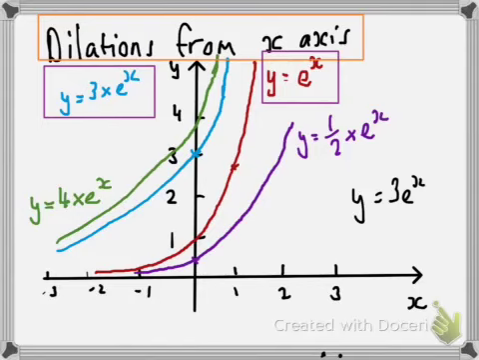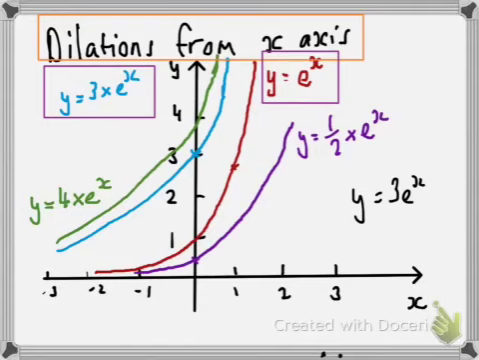You can see that if you compare the brown to the blue, there's been a dilation from the x-axis by a factor of 3. So that 0, 1 is now 0, 3, and any other point on the graph that I chose would be dilated 3 times. So that point there, just here, is 1, e. On the blue graph, it would be 1, 3e, 3 times from the x-axis.